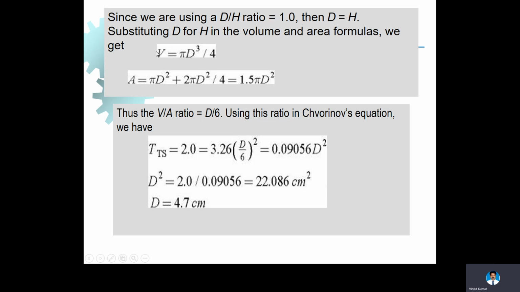When we take the ratio volume divided by area, we can cancel d cube and d square, and we get d over 6. So we take the ratio V divided by A. V is pi d cube over 4 and A is 1.5 pi d square. When we take the ratio, we get d over 6, for the area.